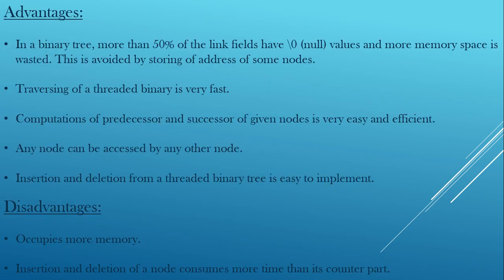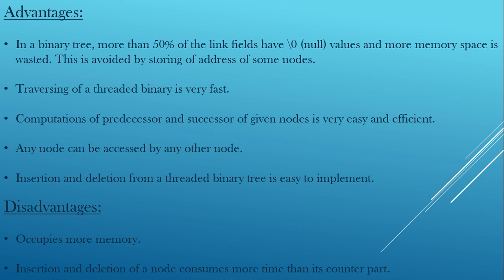Advantages and disadvantages. Advantages: first one, in a binary tree, more than 50% of link fields have null values and more memory space is wasted by storing these null values. This wastage of memory space is avoided by storing addresses of some nodes. Second one, traversing a threaded binary tree is very fast, because it does not use an implicit or explicit stack. Third one, computation of the predecessor and successor of given nodes is very easy and efficient.